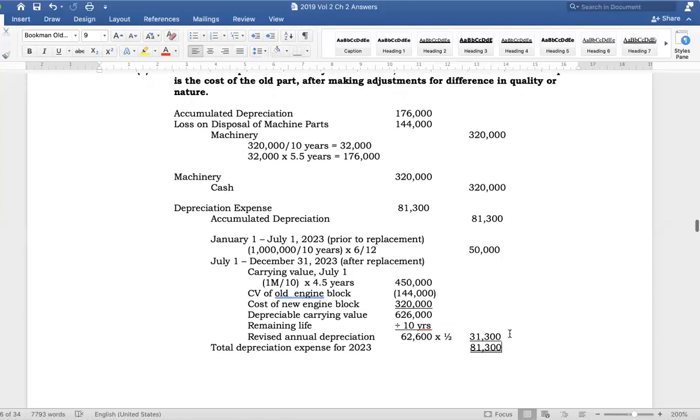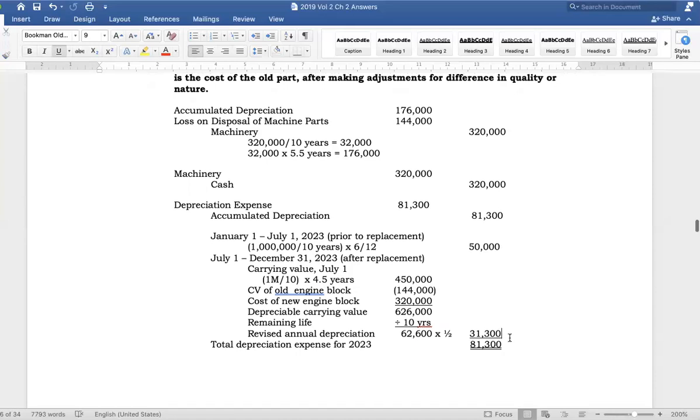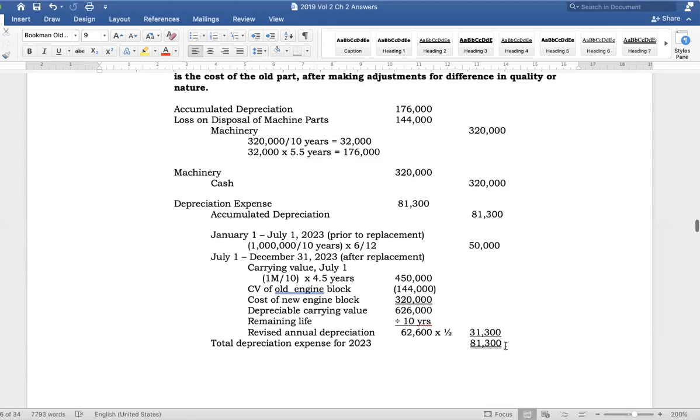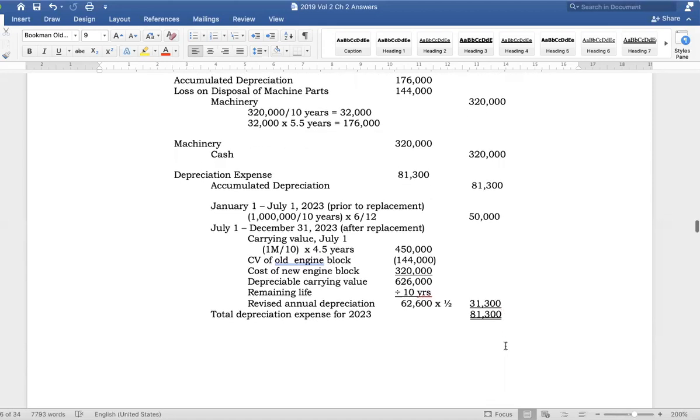Okay, you have two ways of doing this. So you may update the depreciation on July 1, 2023 and take up depreciation expense of 50,000. Then you record additional depreciation of 31,300 by December 31. Or because you are not presenting the financial statements as of July 1, 2023, you may defer the recognition of the total depreciation expense for this equipment for a total of 81,300 all at December 31, 2023. So accounting is an art, so it really depends on you.